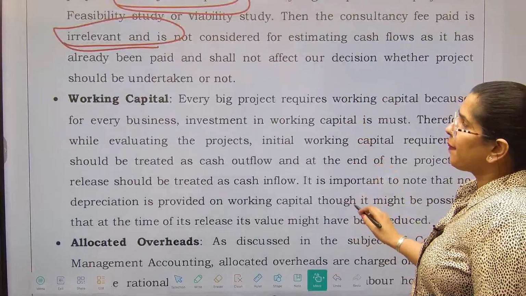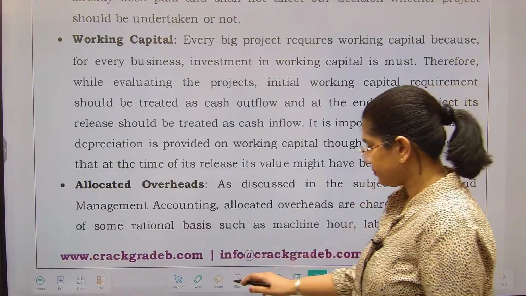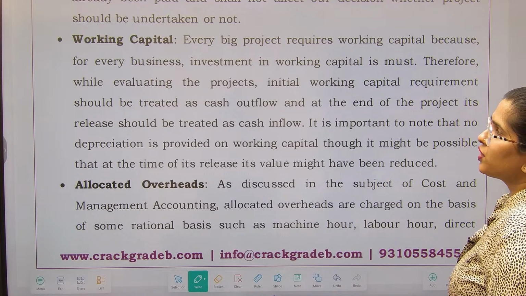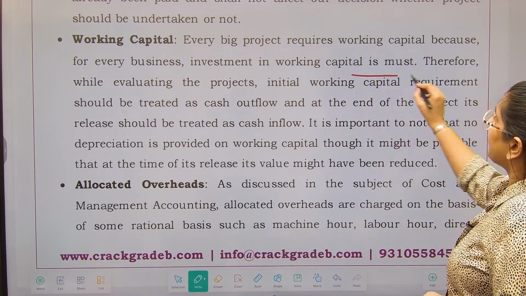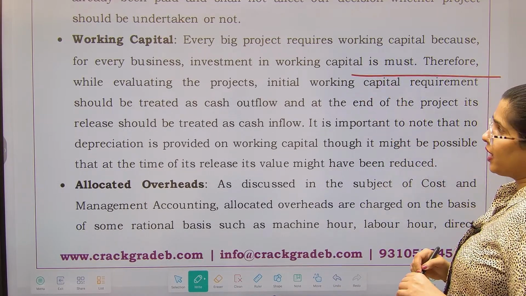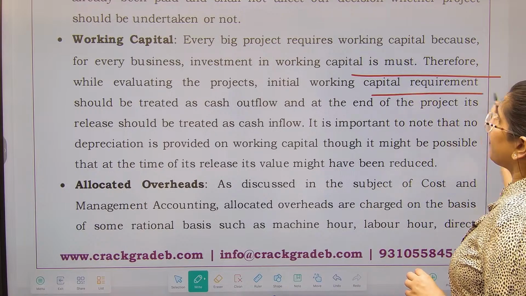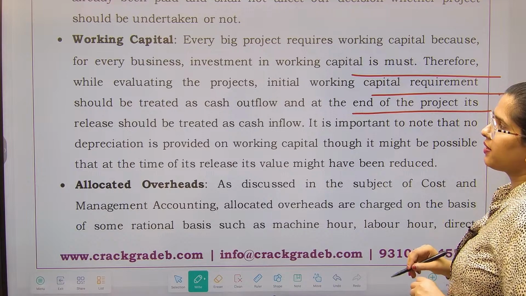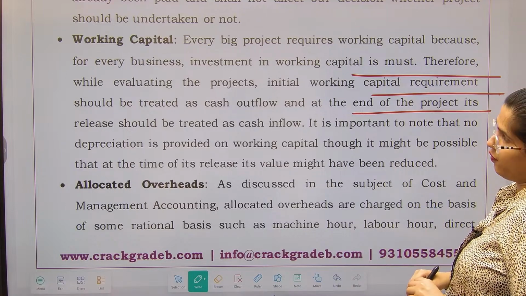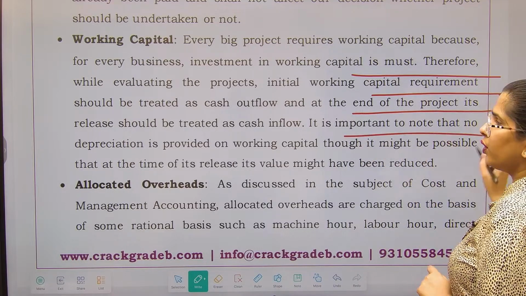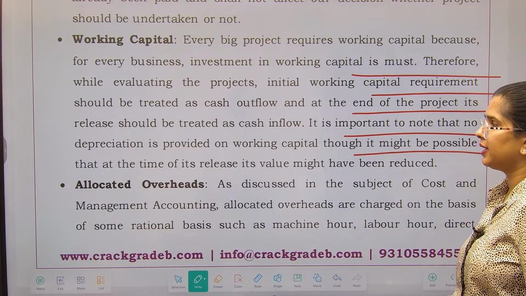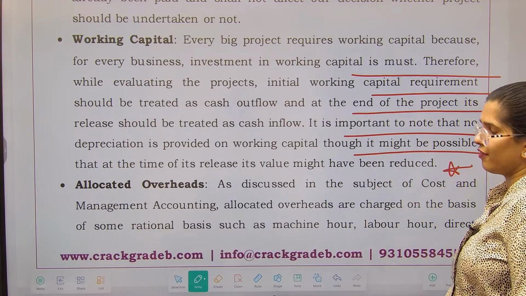Next we have working capital. Let's see this. So every big project requires working capital, because for every business, investment in working capital is a must. Therefore, while evaluating the project, the initial working capital requirement should be treated as cash outflow, and at the end of the project its release should be treated as cash inflow. Okay, it is important to note that no depreciation is provided on working capital, though it might be possible that at the time of its release its value might have been reduced.